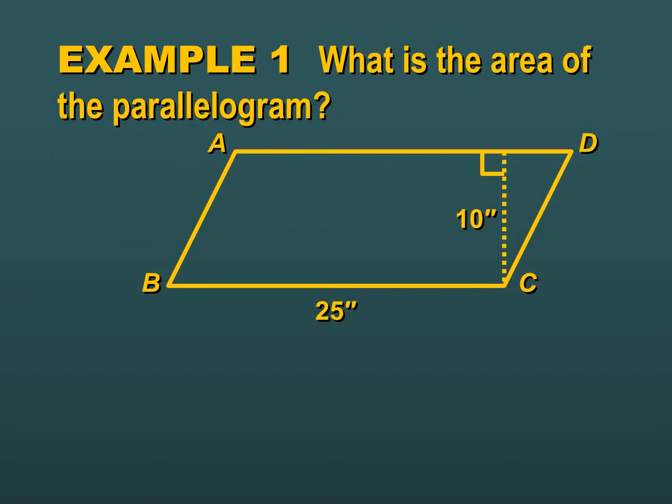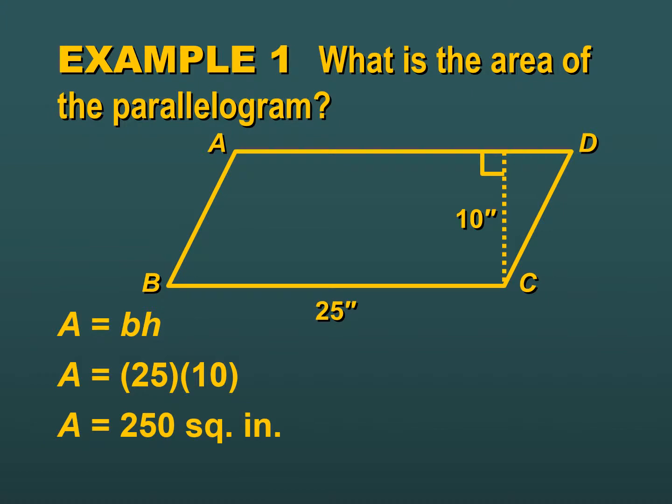So if we wanted to find the area of this parallelogram, we would do our base, 25, times our height, 10. So we get 250 square inches. So remember to indicate your units. Those double tick marks mean inches. If it was just one tick mark, it would be feet.